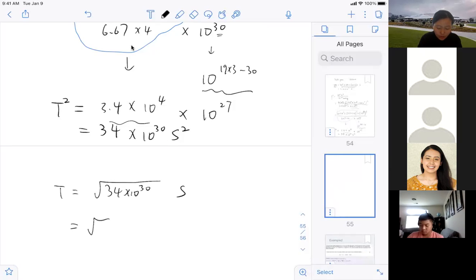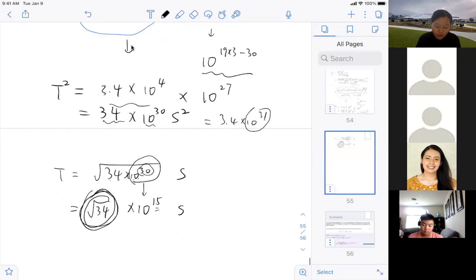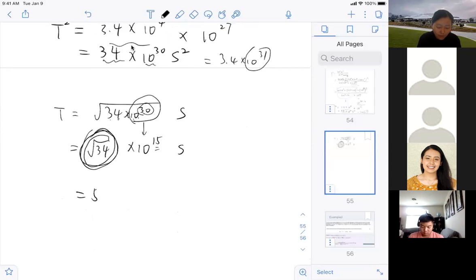So really, all you need to put into your calculator is just the 34, and this has become 10 to the power of 15. So you can see why I write 34 times 10 to the power of 30 instead of 3.4 times 10 to the power of 31, because I can take the square root of 10 to the power of 30. I cannot do 31, right? So that's why I say 34 times 10 to the power of 30, and I leave this alone. I only do the calculation in my calculator for that one. So that becomes 5.8 times 10 to the power of 15 seconds.